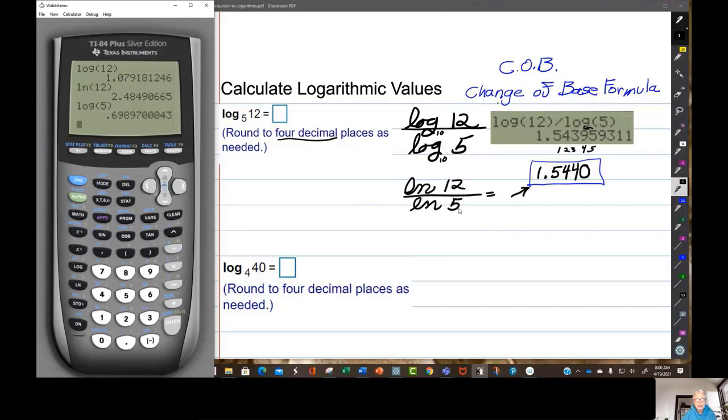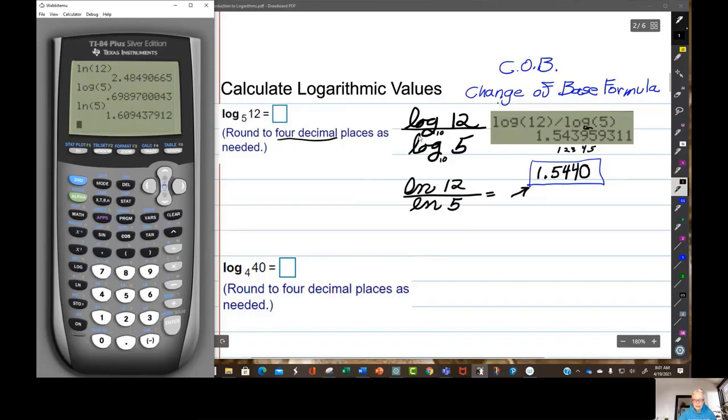Log 5, and now we're going to do ln 5. Entirely different number. So log 12 does not equal ln 12. Log 5 does not equal ln 5. However, the ratios, the fraction answers, are equal. Isn't that amazing? I think it's amazing. You can try it yourself at home, but not unsupervised.